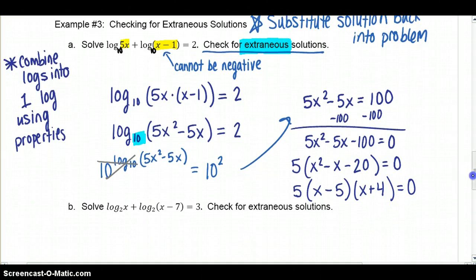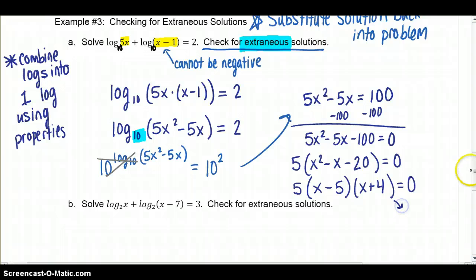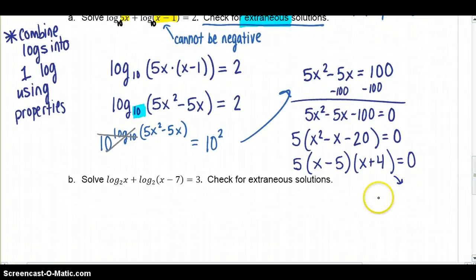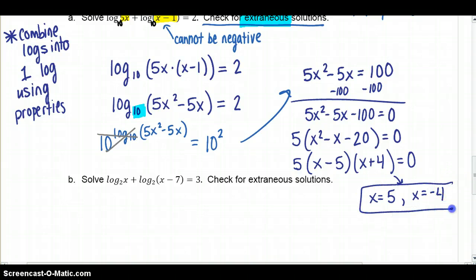So that's going to give us our solutions. I'm just going to bleed down a little bit into the second problem. x minus 5 equals 0 gives us x equals 5. And x plus 4 equals 0 gives us x equals -4. And here are our two solutions.